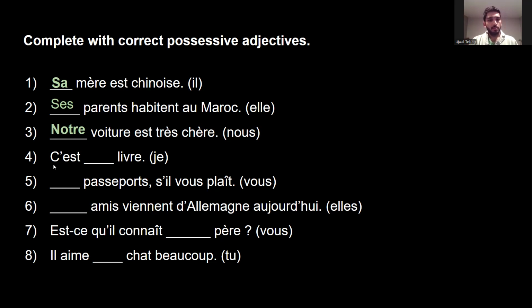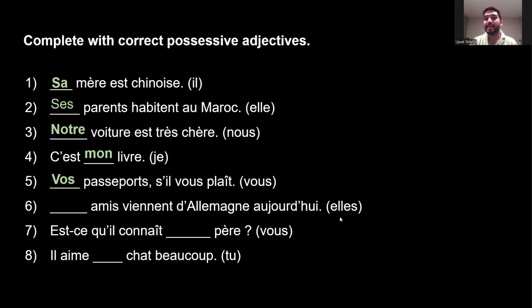Okay? So let's look at the fourth sentence. C'est dash livre. Livre is masculine. So c'est mon livre. This is my book. Dash passeport, s'il vous plaît. Okay? And this is plural. So right away you know we have to use vos, V-O-S. Vos passeports, s'il vous plaît. Okay, your passports, please.